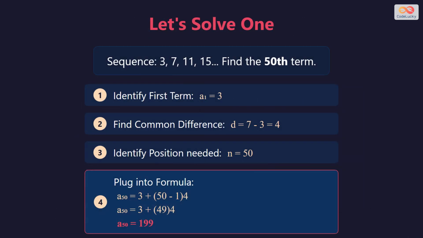Let's try an example. Suppose we have the sequence 3, 7, 11, 15, and we want to find the 50th term. First, we identify our start, which is 3. Our difference is 4. Since we want the 50th spot, n is 50. We plug these into our formula, 3 plus 49 times 4. Calculating that gives us 199.